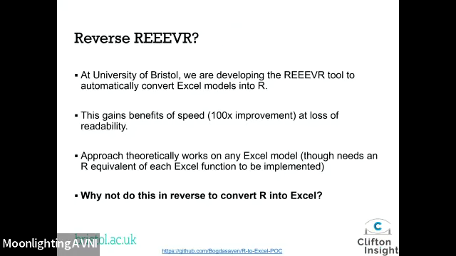So you may have seen presentations on Reaver, the tool which automatically converts Excel models into R, and it can gain speed advantages of over 100 times over the Excel sheet. It theoretically works on any Excel model, whether it's a DES, a Markov, partition survival, whatever you want. So you can ask, why don't you just reverse this, just do Reaver in reverse?